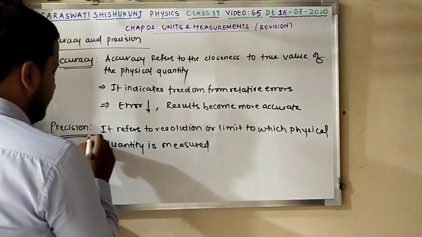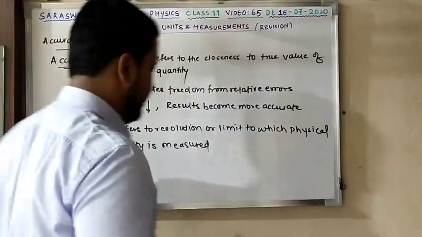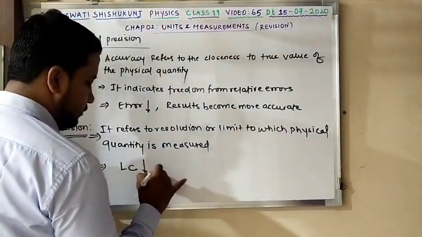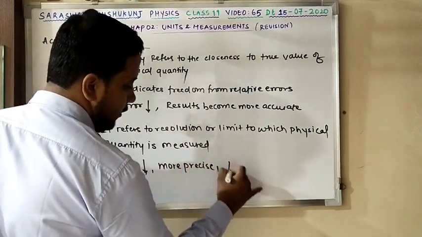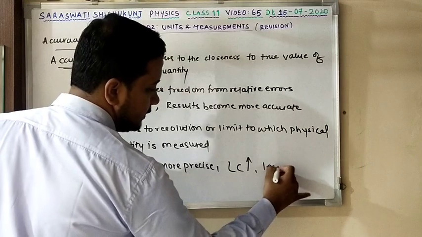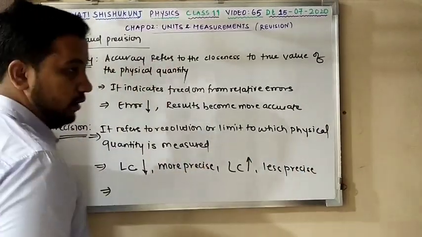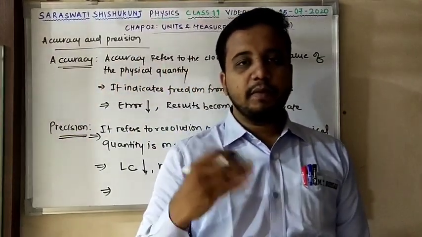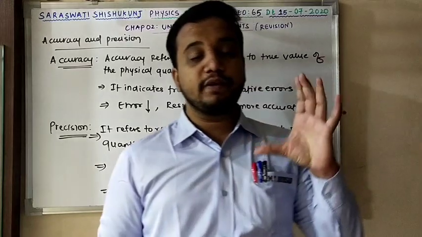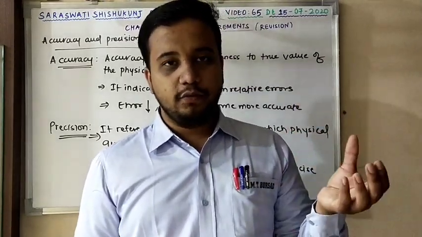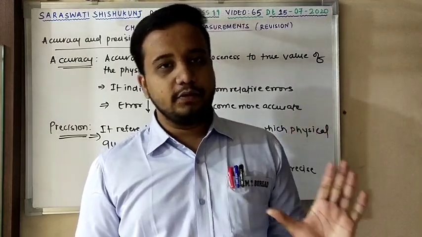One important point of precision is the limit or least count. Precision depends upon the least count of the instrument, LC. If LC is less, it is more precise. If LC is more, it is less precise. Clear? If we are performing repeat measurements, taking more measurements, then the closeness of the set of values so obtained will give you the precision of that value. Till this clear?